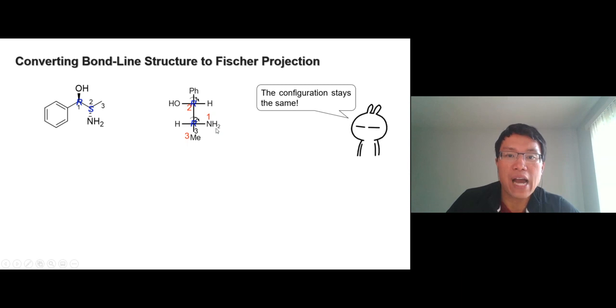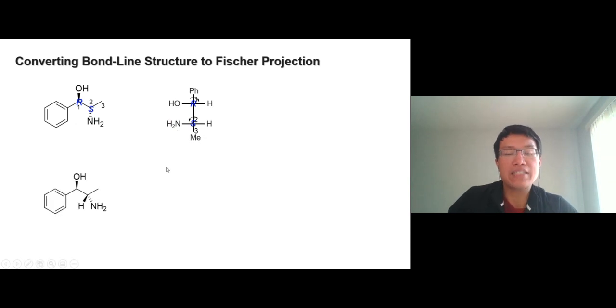So if nitrogen is on the right side, this is an R configuration, but we need an S. What do we have to do? We have to flip them. Nitrogen and hydrogen switch position. And yeah, you're going to get an S. Yep, that's how you do it. Okay, so keep the configuration the same. That's all you do. And the same thing if you convert it backward, keep the configuration the same.